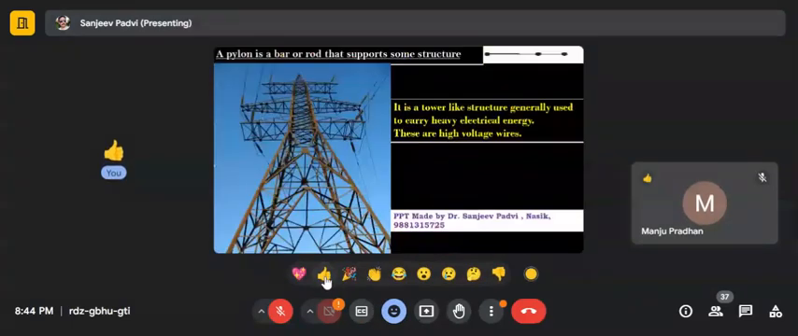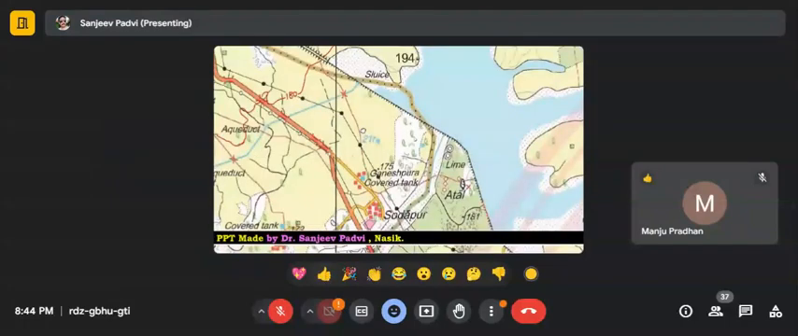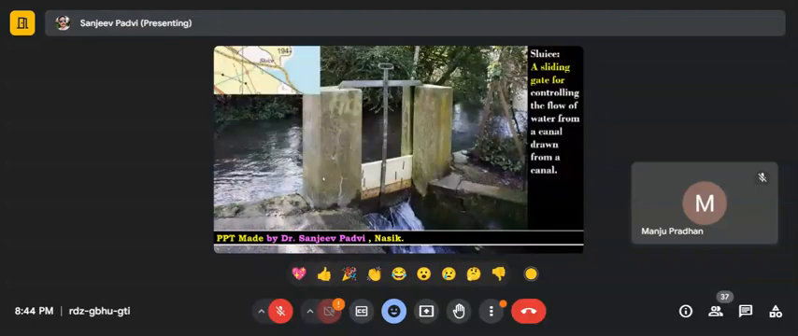Next. Now, please look at this word, sluice. Do you notice one word is written, sluice? Now there is a dam wall, and near this dam wall, the word sluice is written. Look at this picture. Do you notice a gate here? This gate will be used for controlling the flow of water.